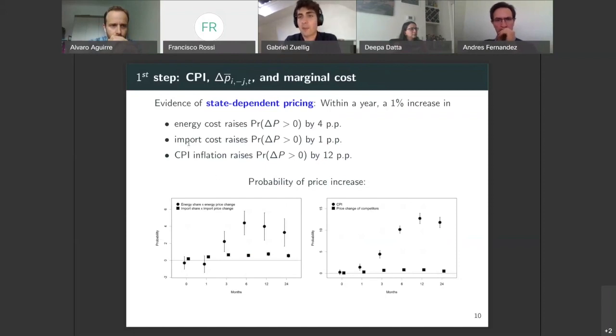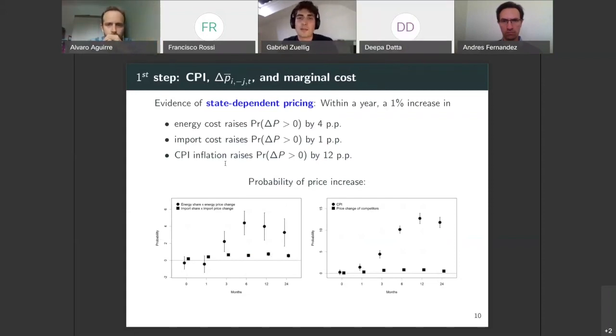If the price of imports goes up by 1%, then the likelihood of increasing the price is 1 percentage point higher. And interestingly, for an aggregate measure such as CPI, if the CPI goes up by 1%, then the single firm is more likely to increase its price by 12 percentage points. So this is the evidence on state dependence.